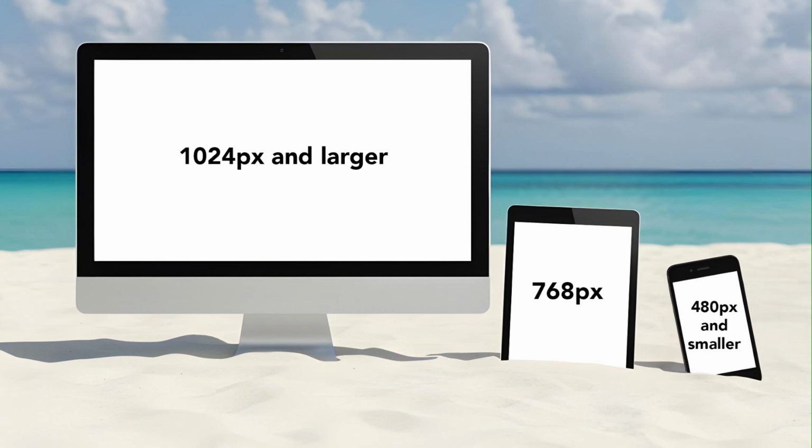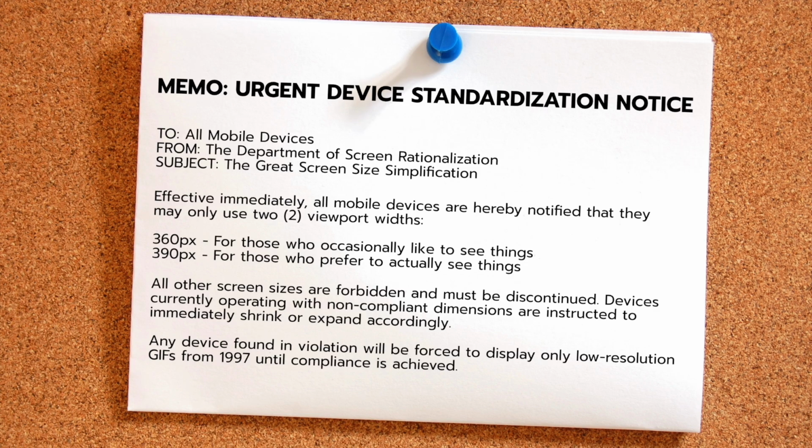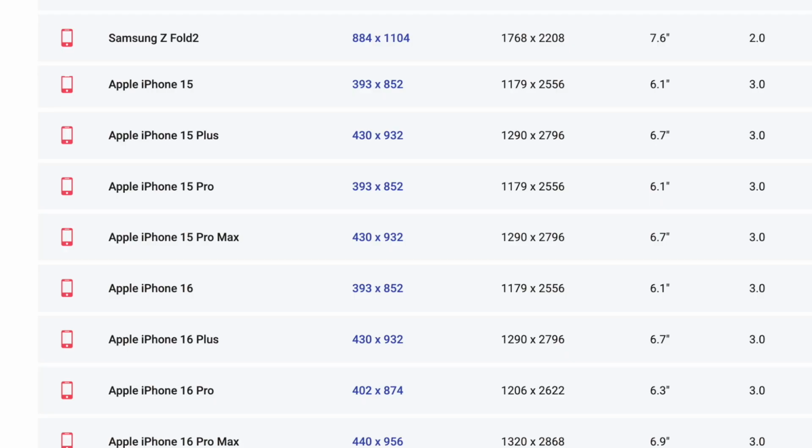Let's talk about breakpoints first. They're like invisible lines in the sand where your design needs to adapt. The industry standardized them at one point for 3 sizes. But I don't think devices got this memo. Today, they're out there at 884 pixels, 402 pixels, or whatever size manufacturers decide to use.